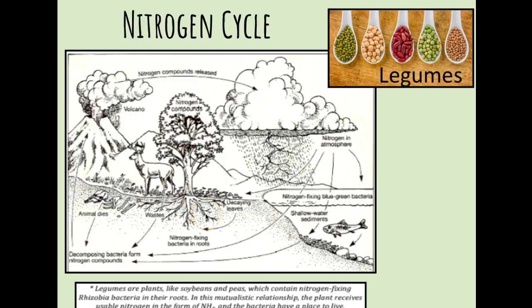So it's a symbiotic relationship. It's mutualistic. Both organisms benefit. The plant benefits because the plant is going to get nitrates that it can use. And then the bacteria is also going to have a place to live, basically on the plant roots.